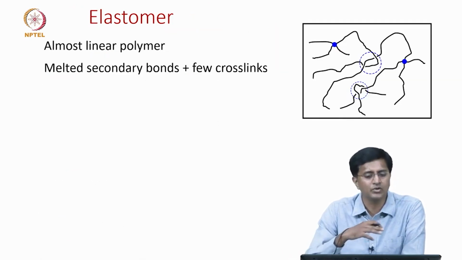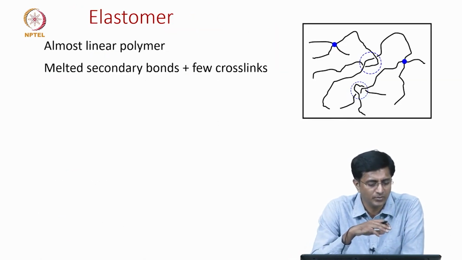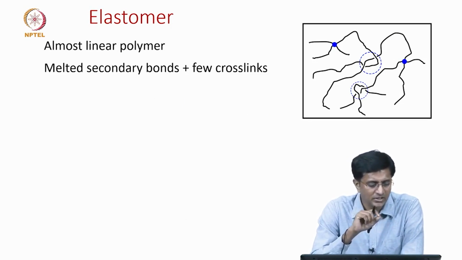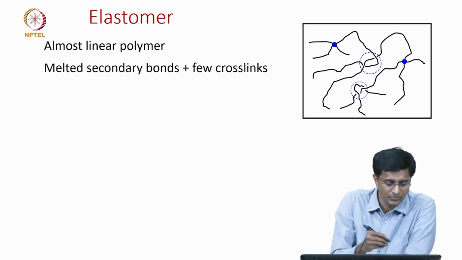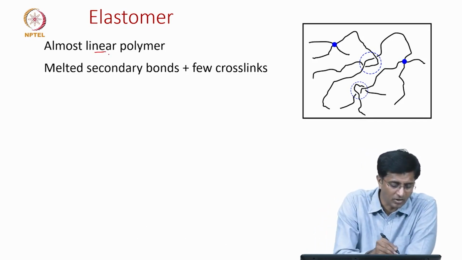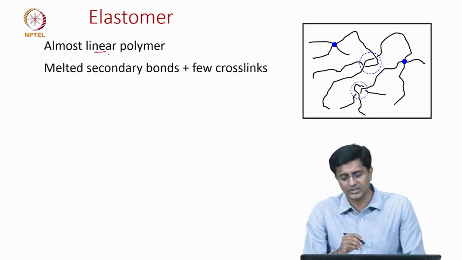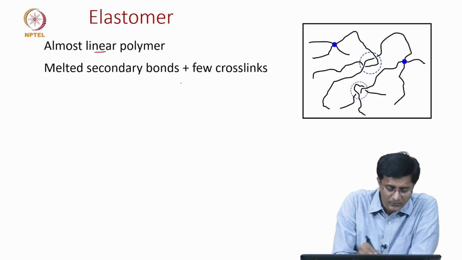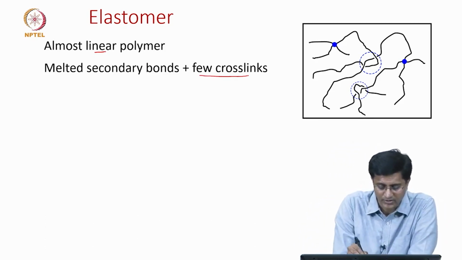So, now let us move into the last category of these polymers called the elastomers. Now, let us see how they are different from the other two. So, we start by saying that they are almost linear polymers. The reason why we say almost is because they have very few crosslinks.